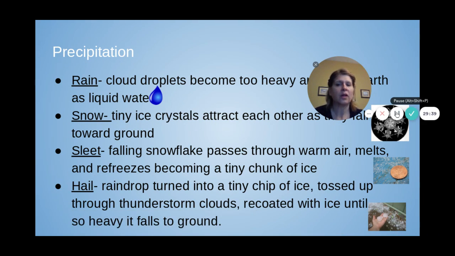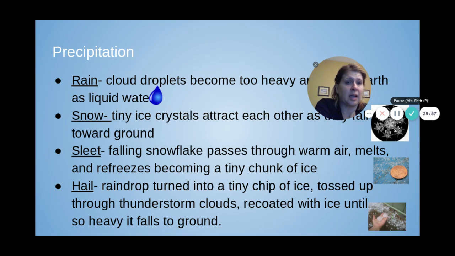The fourth type of precipitation we're going to talk about is hail. Raindrops turn into tiny chips of ice, tossed up through thunderstorm clouds and recoated with ice until it's so heavy that it falls to the ground.